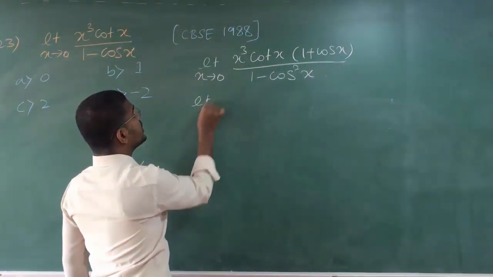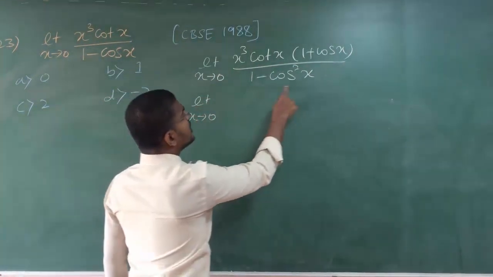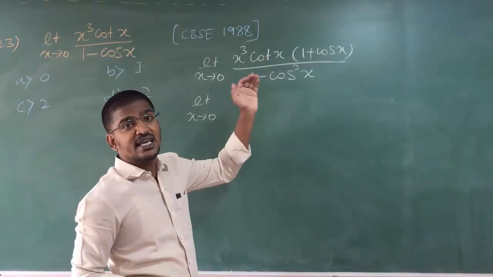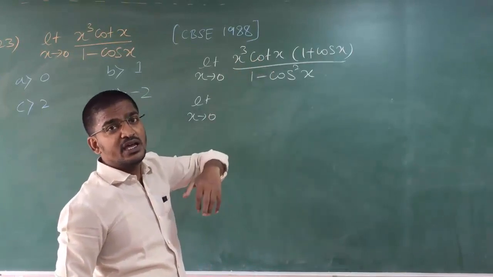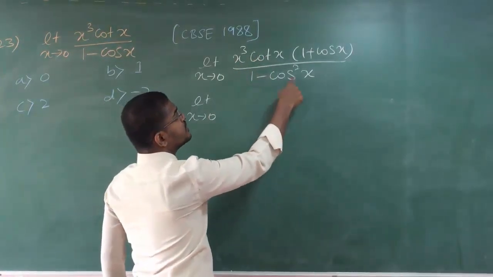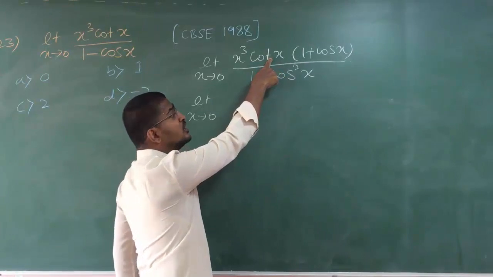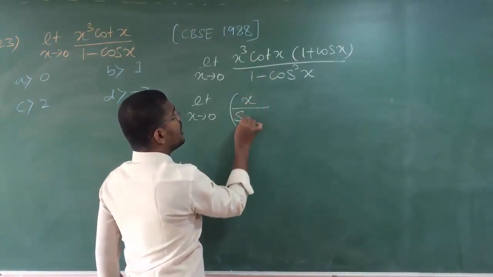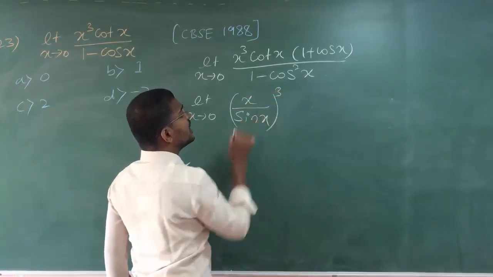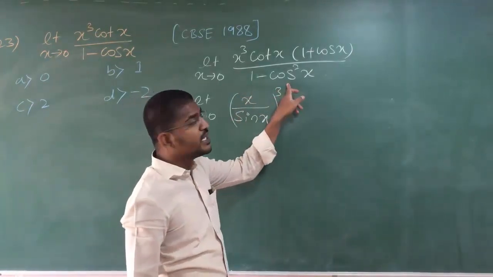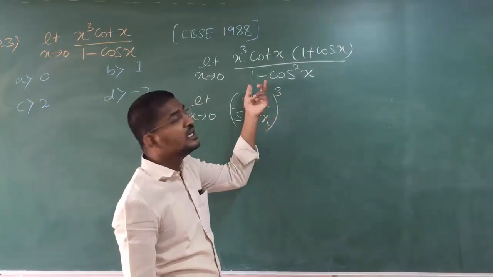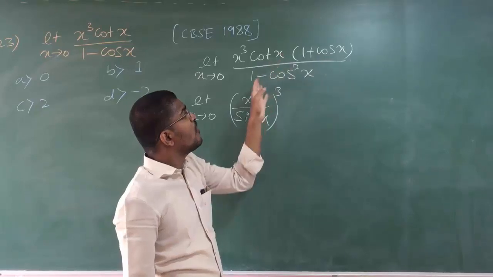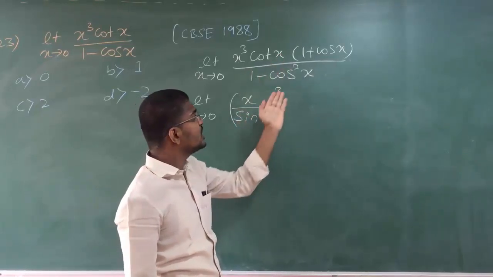Don't write everything. Limit x tending to 0, 1 minus cos square x will be what? Sin square x. Here cot x will be what? Cos x divided by sin x. This sin square x, and 1 sin x from this cot, so it will be sin cube. So that is going to be x divided by sin x to the power of 3, because from this you get sin square, and from this you get one more sin. So if I multiply all those 3, I will get sin cube.